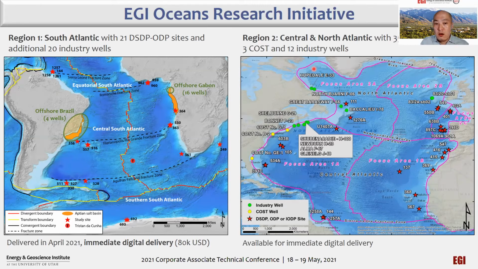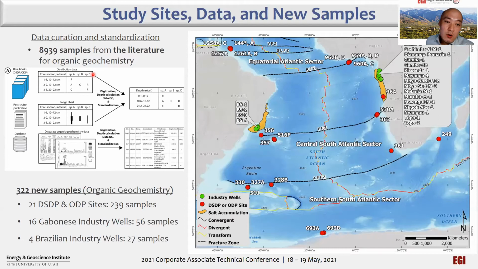After the completion of the Central and North Atlantic study, we moved back to the South Atlantic with this new workflow, with addition of biomarker analysis and stable carbon isotope analysis to address issues that we encountered in the previous South Atlantic study. The EGI Oceans South Atlantic study included 21 DSDP and ODP sites and 20 industry wells in Brazil and Gabon.